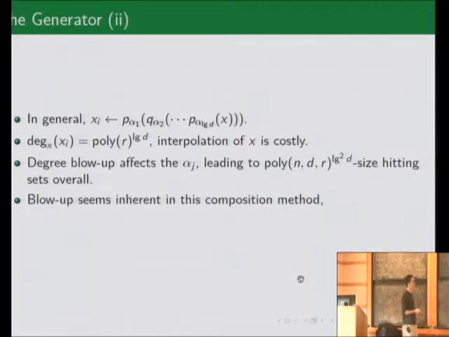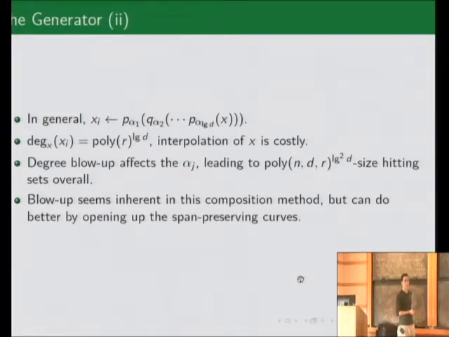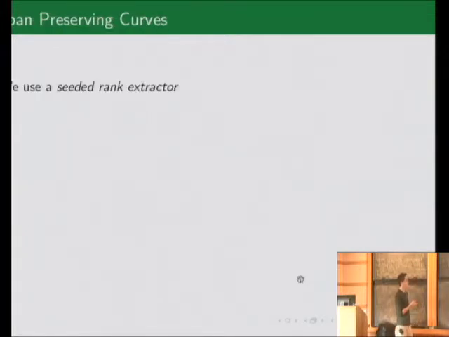So in some sense, even though this seems inherent as this composition method, we'll actually show that you can avoid this by sort of opening up the span preserving curves and understanding them a little bit better. So now I want to tell you how we make these curves. So we're going to use a seeded Vandermonde.